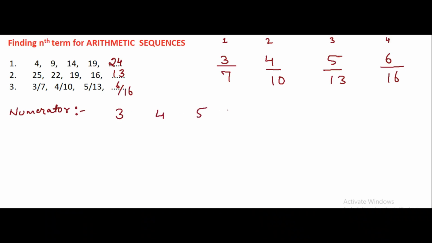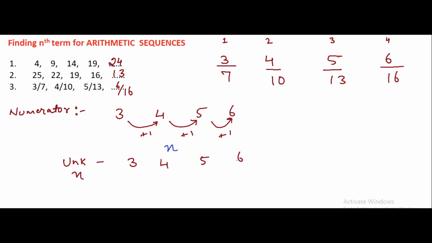Write the numerator in the form of a sequence: 3, 4, 5, 6. What is the difference? It's plus 1 every time, plus 1. Then you write it as 1n, or only n will also be fine. So you can write it as n or 1n. So I'll write n.